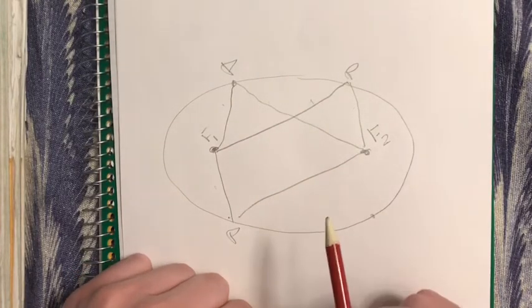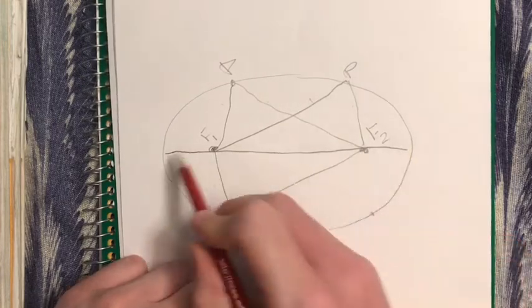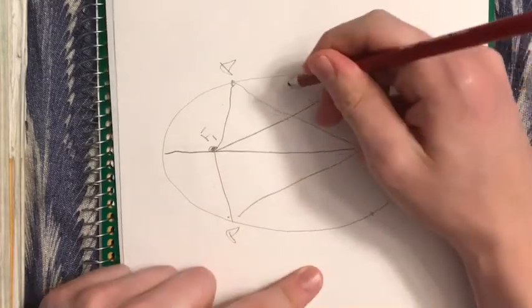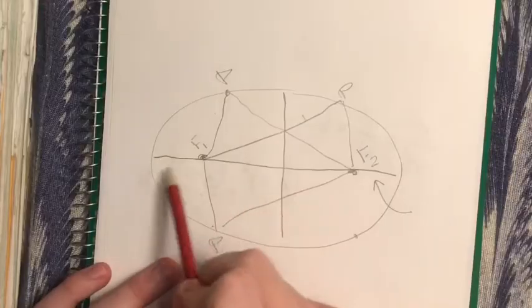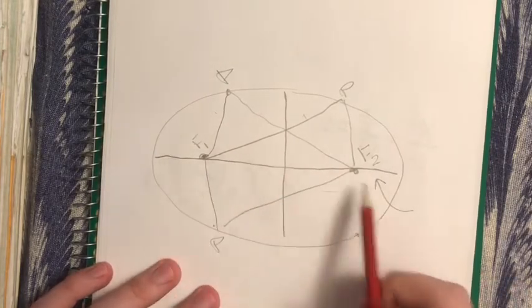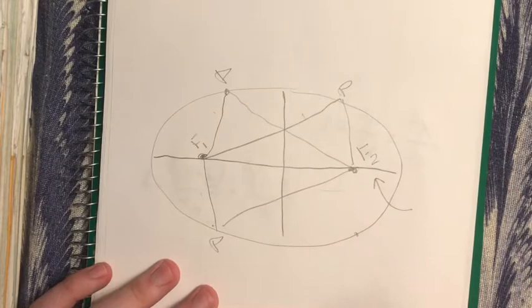And the sum of the focal radii makes the major axis. This axis right here versus the minor axis. So these are the major and minor axes because this is a horizontal ellipse. This is longer, so therefore it's the major axis, and this is minor.